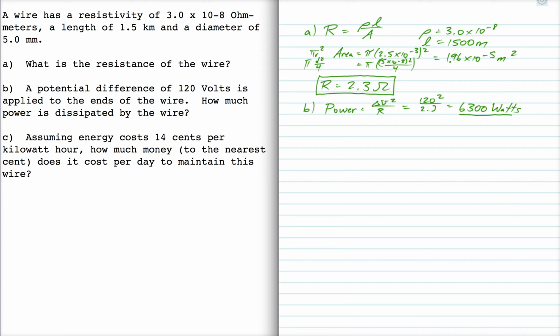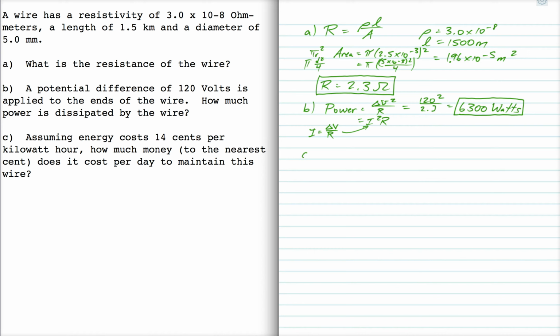Now, I kind of prefer, when we're talking about power dissipated, to use the formula I squared R, for reasons we get to when we talk about alternating current circuits. But you know, in Ohm's law, the current I is equal to delta V over R, and this is true for direct current circuits. So if you plug that into I squared R, you end up with delta V squared over R, so it really doesn't matter which formula you use in this case.